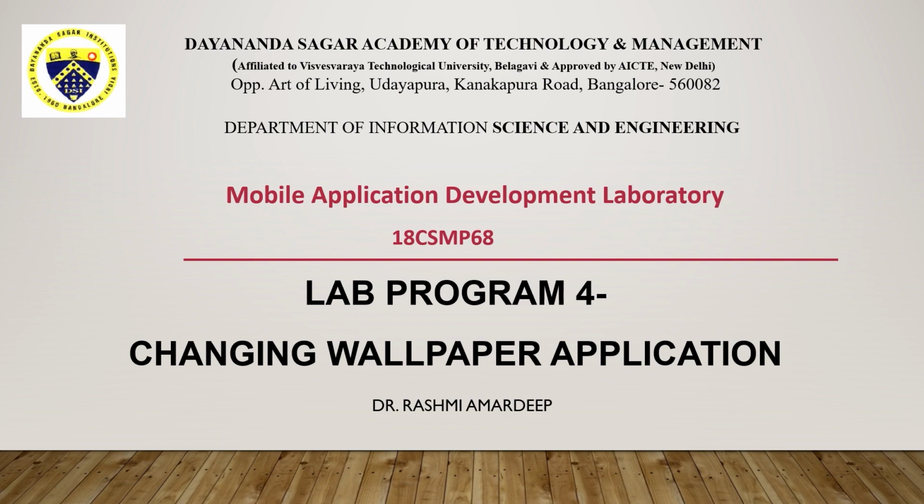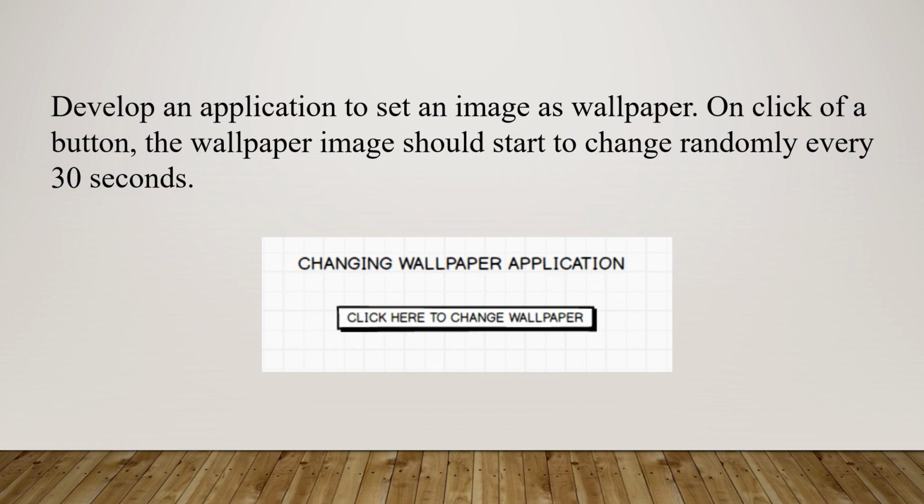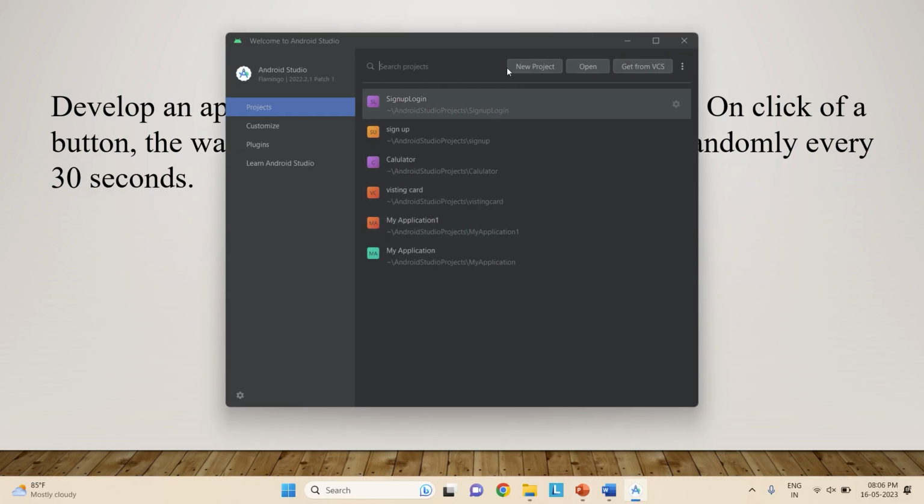The statement of the program is: develop an application to set an image as wallpaper. On click of the button, the wallpaper images should start to change randomly every 30 seconds. The UI is very simple. You need a text view which states "Changing Wallpaper Application" and a button. On the button it is labeled "Click here to change the wallpaper." So let us start executing this program.